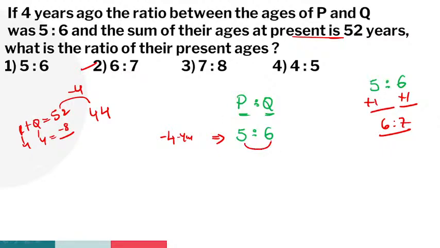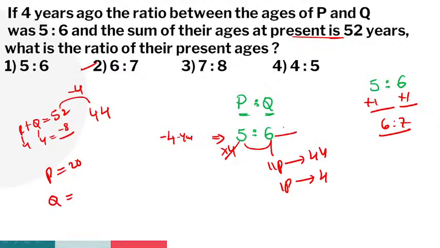Both ages, 5 plus 6, is 11 parts. 11 parts is equal to 44 years, so how much is 1 part? 4 years. First find out P's age. P is how many parts here? 5 parts. 5 fours are 20. And Q is how many parts? 6 parts. 6 fours are 24. 20 years and 24 years were 4 years ago. We need the present ages. 4 years ago 20 years, so present age is 24.